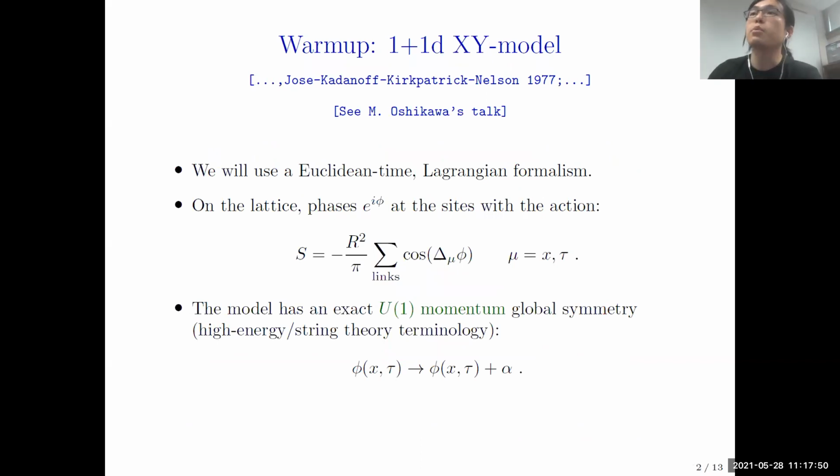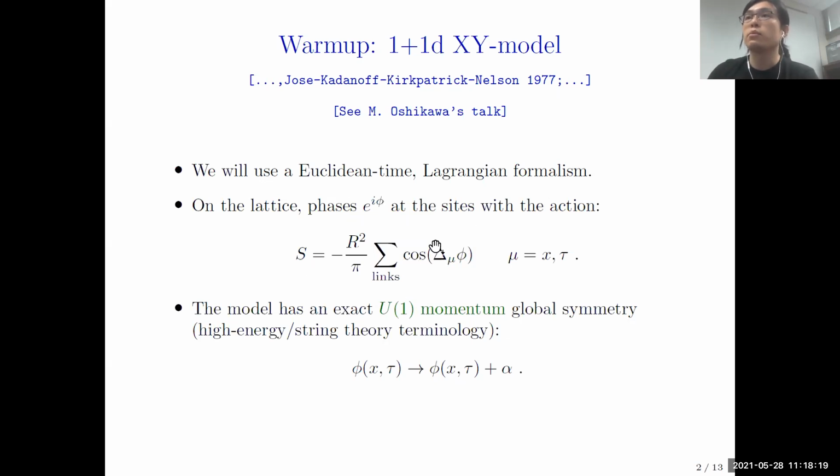I'll start with the example that everyone knows and loves, which is just the 1 plus 1D XY model. So I'll be working with a Euclidean time and Lagrangian formalism. So in this case, we will have a 2D Euclidean lattice, and on each site, we will place a phase, exponential i phi. And we will allow the phase to interact with its neighbors connected by links. So the action will be given by cosine of the difference of phis connected by links.